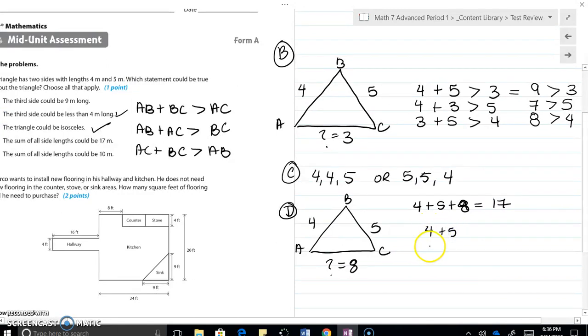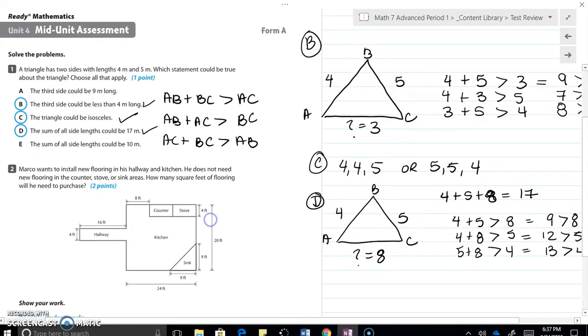So 4 plus 5, 4 plus 8, and then what's left? 5 plus 8. This has to be greater than 8, greater than 5, and greater than 4. 9 is greater than 8, 12 is greater than 5, and 13 is greater than 4. So therefore D is also an option. These side lengths will form a triangle.